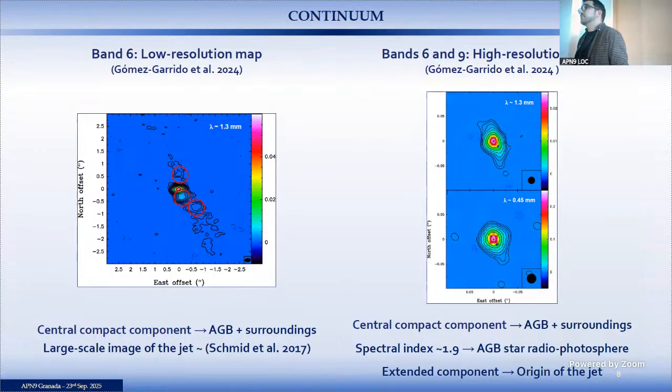Again, we have in the center of the map a compact emission, and if we integrate the flux around this position, we can derive a spectral index close to 2, and this is compatible with the radiophotosphere of an AGB star. There is also extended emission here and here in band 6 and in the south in band 9 that we identify with the closest regions where the jet is emerging from the white dwarf. This is probably the base of the jet in the radio continuum.